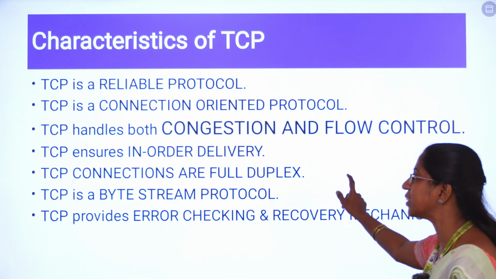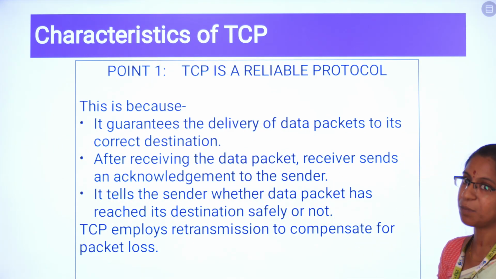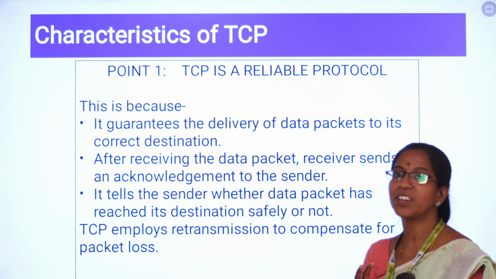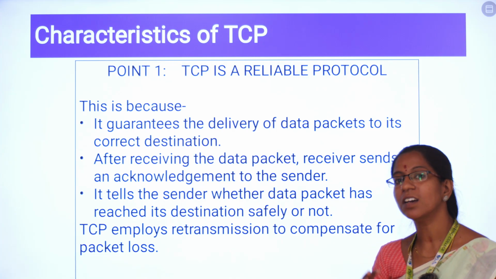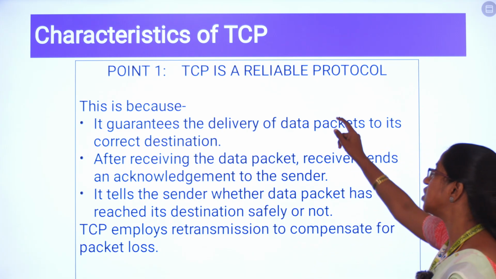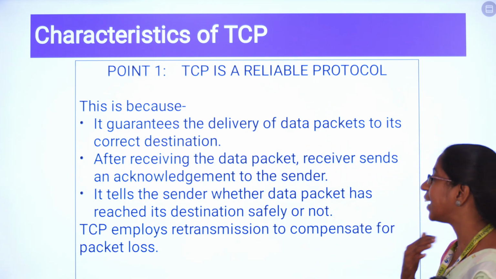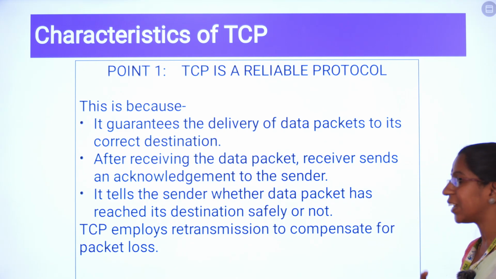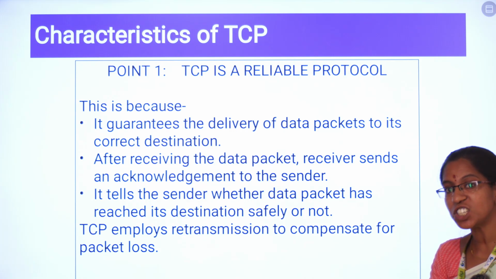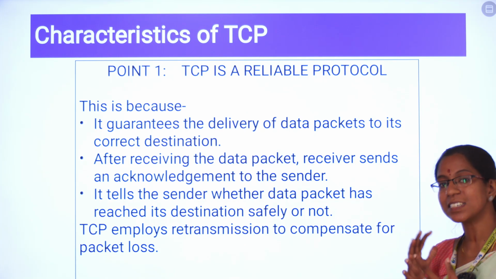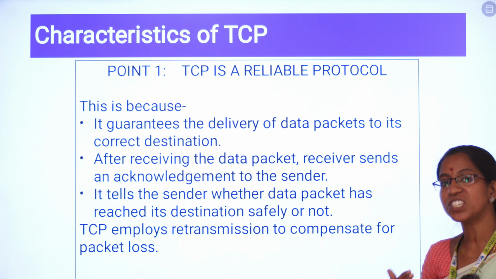Next we are going to discuss the characteristics of TCP. First point, TCP is a reliable protocol. As already told, TCP is for a reliable connection established between sender and receiver. How can we achieve this reliability? It guarantees the delivery of data packets to the correct destination. After receiving the data packet, the receiver acknowledges that it is receiving the correct data. If any data packet is missing, TCP can retransmit the correct data from sender to receiver.